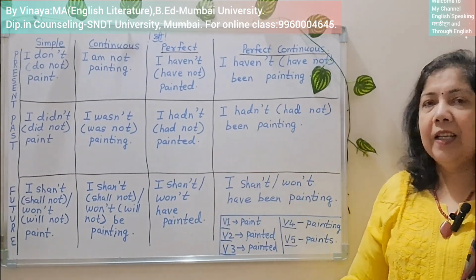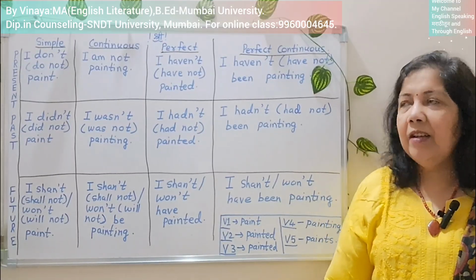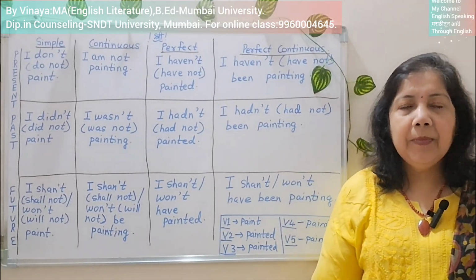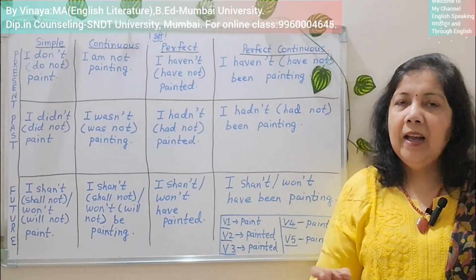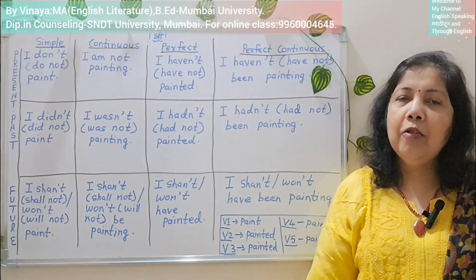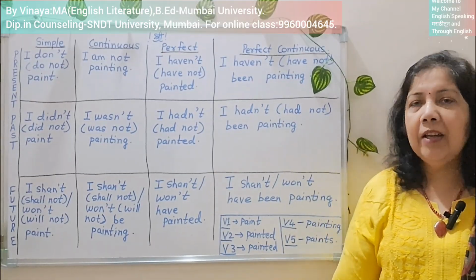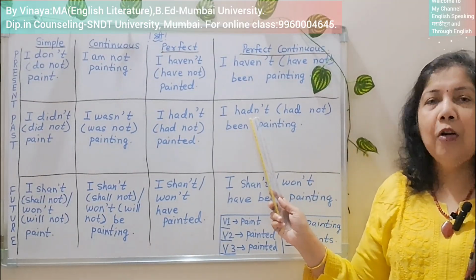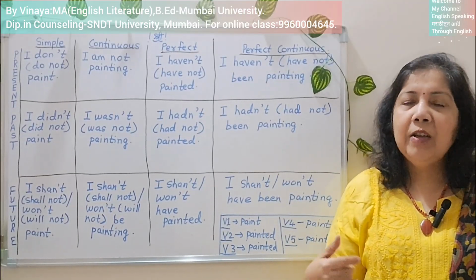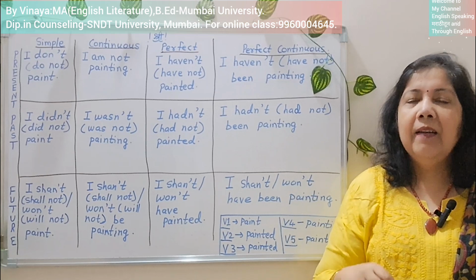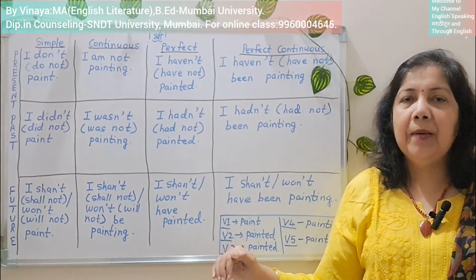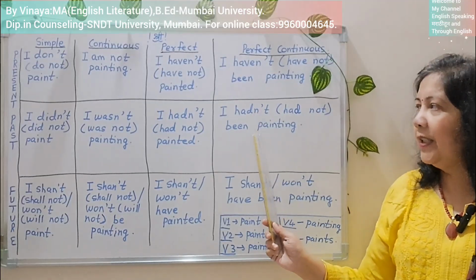Past perfect continuous tense. And the sentence here is I hadn't been painting. I had not been painting. Again, had remains the same, whichever is noun or pronoun as a subject. Had not or hadn't doesn't change. Formula here is subject plus hadn't or had not plus been plus painting, again V-ing. When do we use this tense? Same like present, when any action was going on in the past for a longer period of time, that time we use this tense.